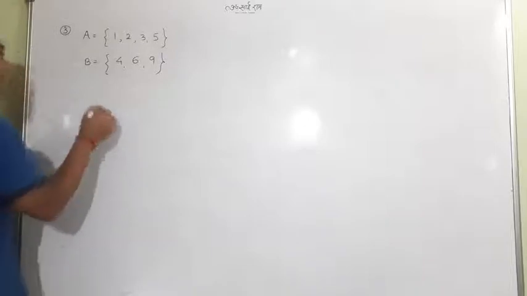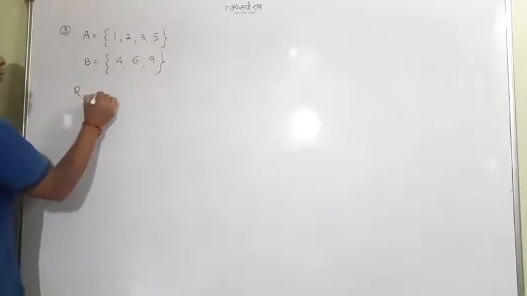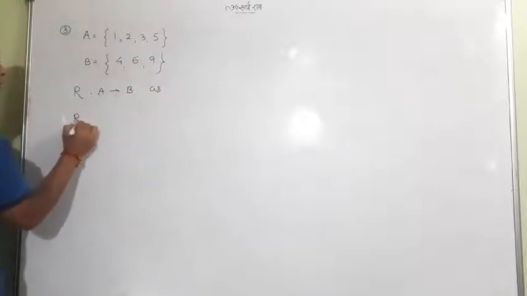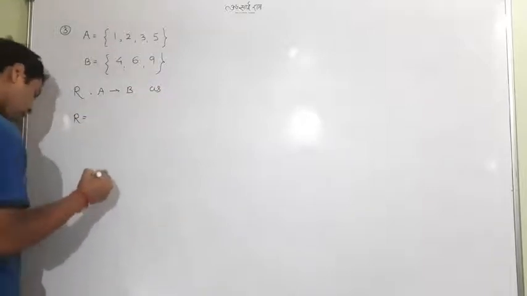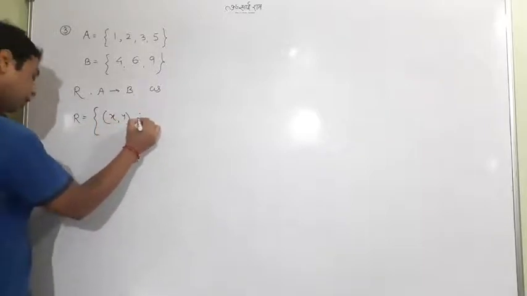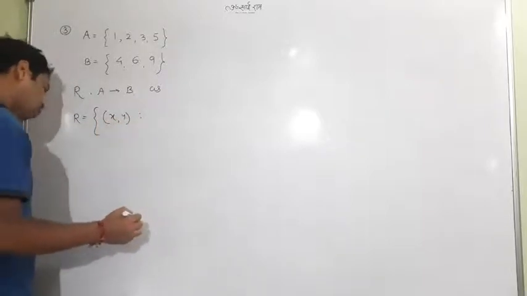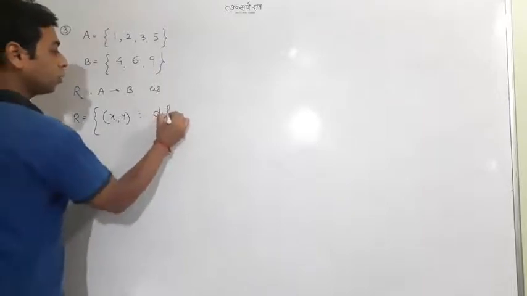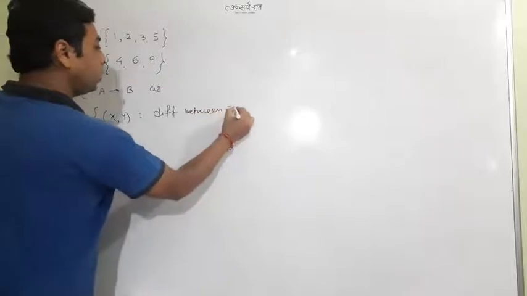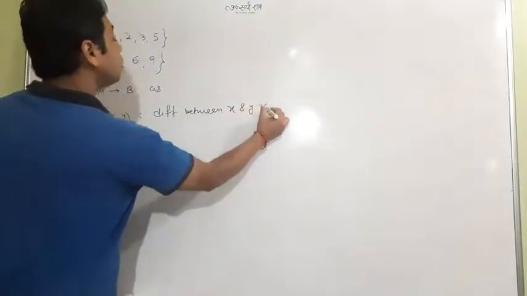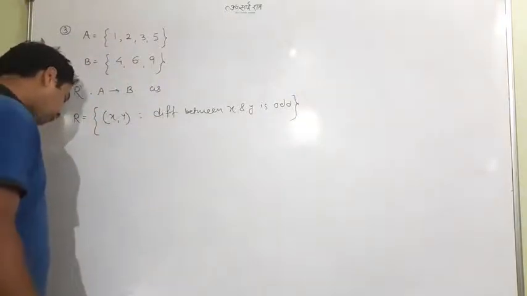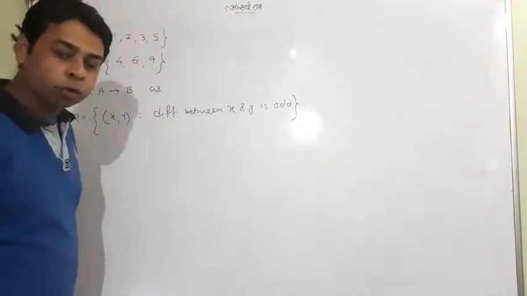The question is that a relation R from A to B is defined as R equal to {(x, y)} such that the difference between x and y is odd. The difference between x and y is odd. This is the question, and lastly we are told to find its roster form.